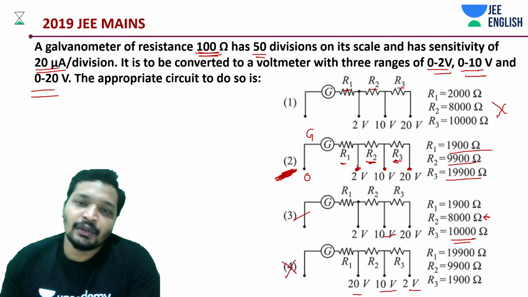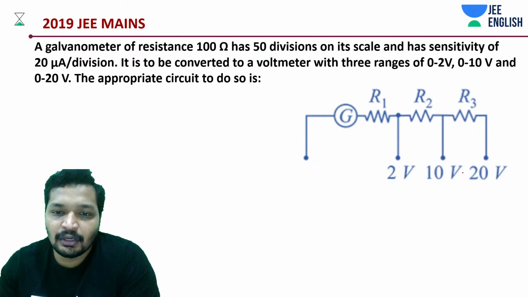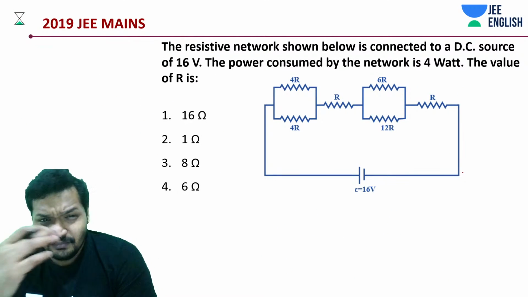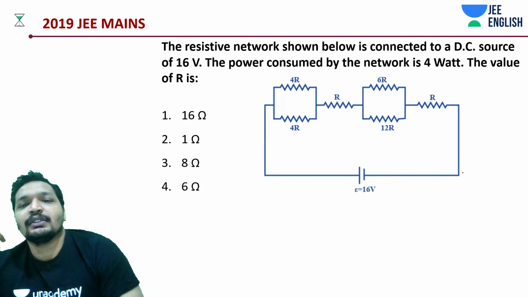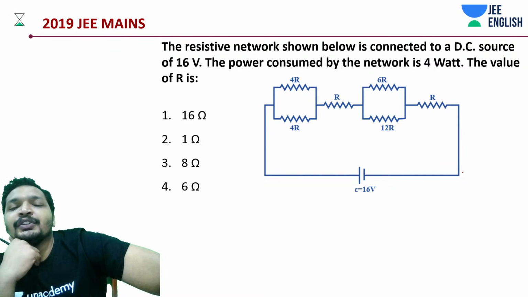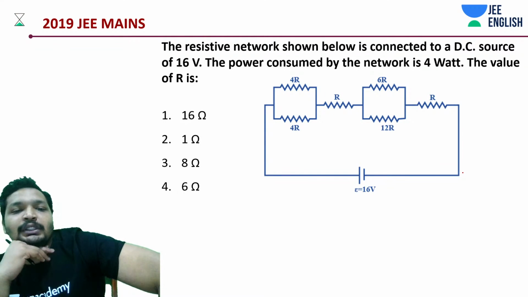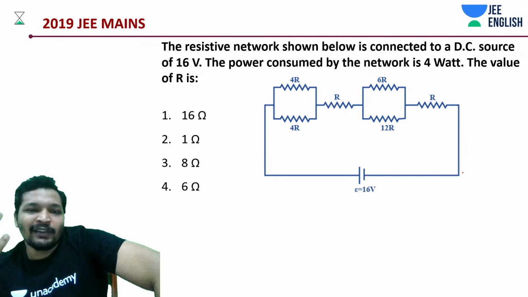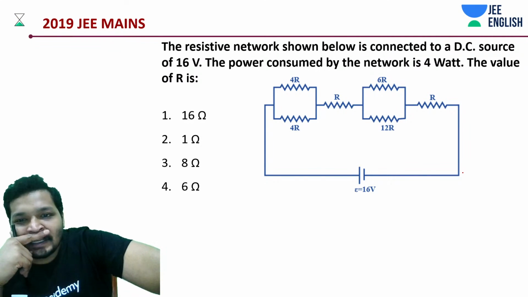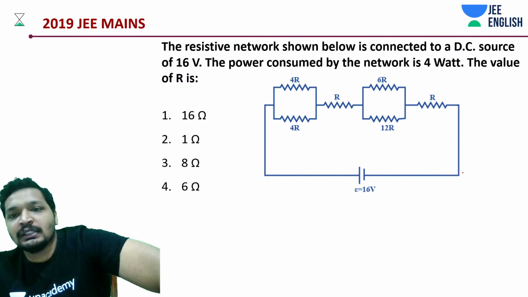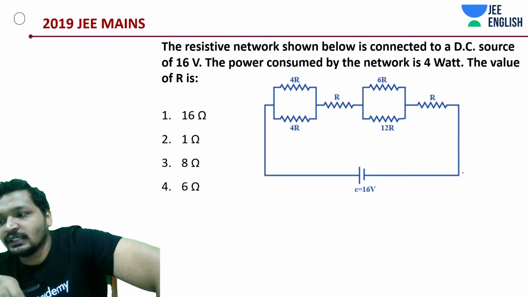If you are watching this video, you know the approach. Alright, let's get into the next question then. The resistive network shown below is connected to a DC voltage of 16 volts. The power consumed by the network is 4 watts. The value of R is going to be? One way is to substitute the value of R, but that is going to be longer. Straight away solving it is going to be the easiest method.